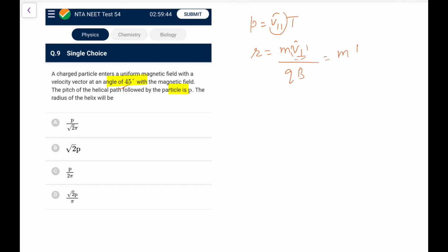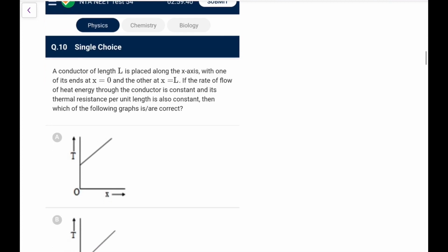So I substituted, this is p, qB, and T. You all know what is T. T is 2 pi m upon qB, taking that qB above, qB gone, m and m gone. This is p by 2 pi. So again an easy one, just you need to be clear with your basics at this time.